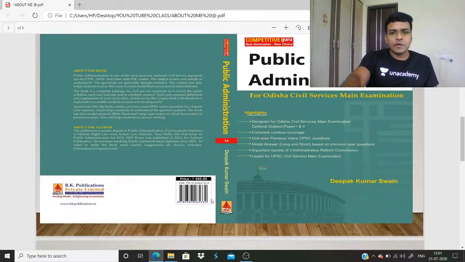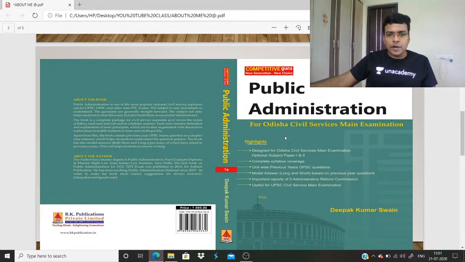Next, this is the book. Why is this book important? Because it covers both optional paper 1 and paper 2. The syllabus is completely covered. It has unit-wise previous year OPSC questions, which you will not find in the market. I have given some model answers, both long and short, 20 long and 40 short, that will help you learn how to write an answer. It has important reports of the second ARC, useful for writing answers in both paper 1 and paper 2, and this is useful for the UPSC Civil Service exam as 80% of the syllabus overlaps.